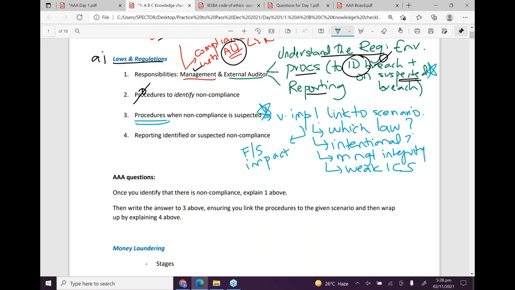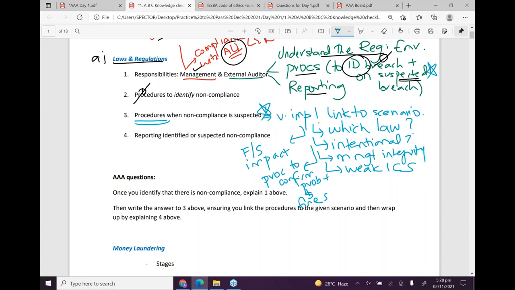So you get lots of marks for talking about the financial statement impact, and then you can talk about procedures to confirm the probability and amount of the fines that might need to be paid.